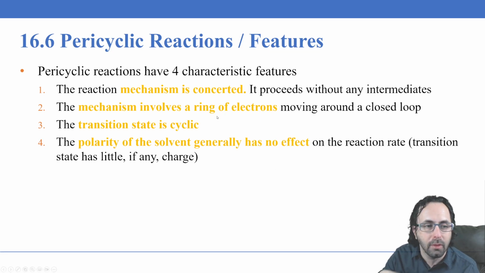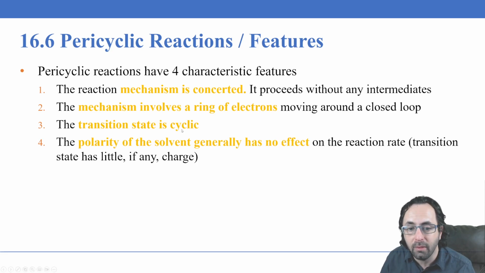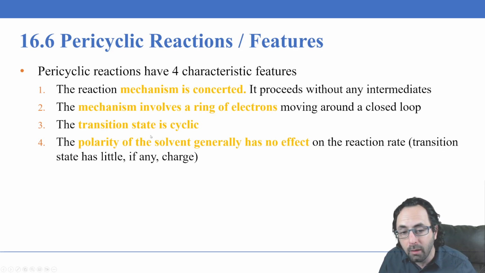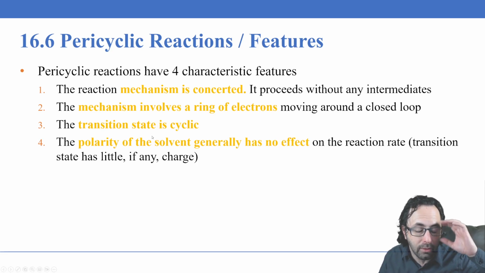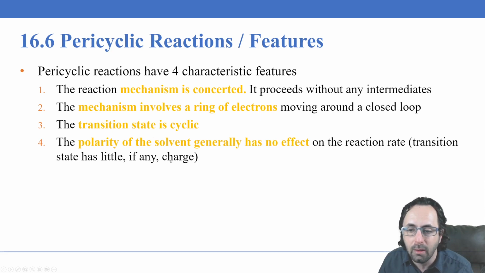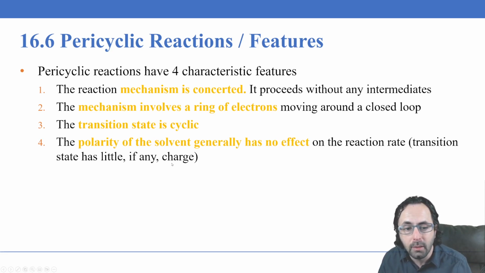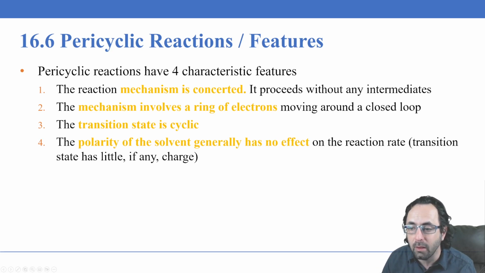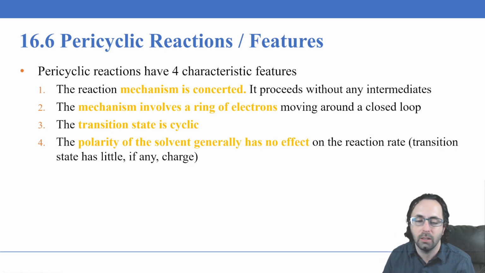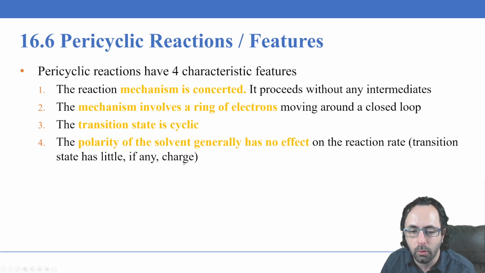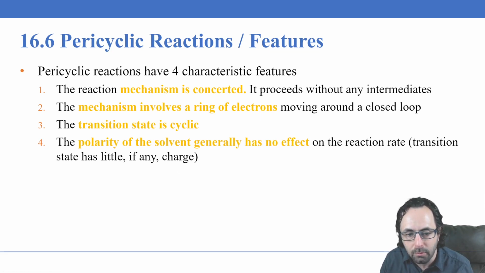These are moving around this loop or this region where there are unhybridized p orbitals and they can move freely. The transition state is cyclic, where you have partially forming sigma bonds, and we're partially losing these pi bonds. And finally, the polarity of the solvent will not matter, and this is because the transition state here does not really have any charge. There's no positive or negative charges like there would be in an ionic reaction.